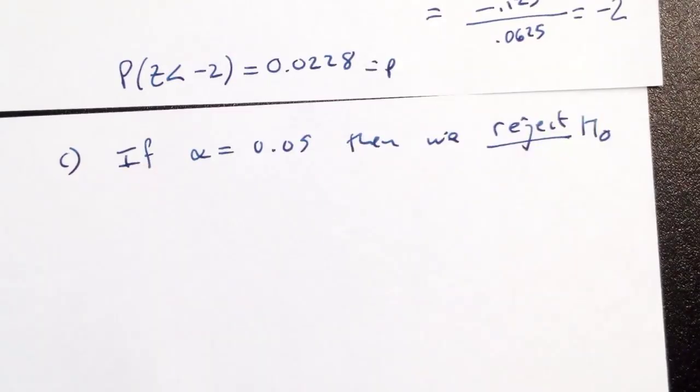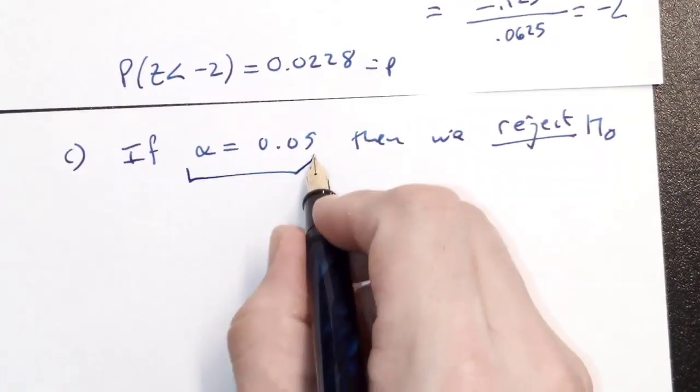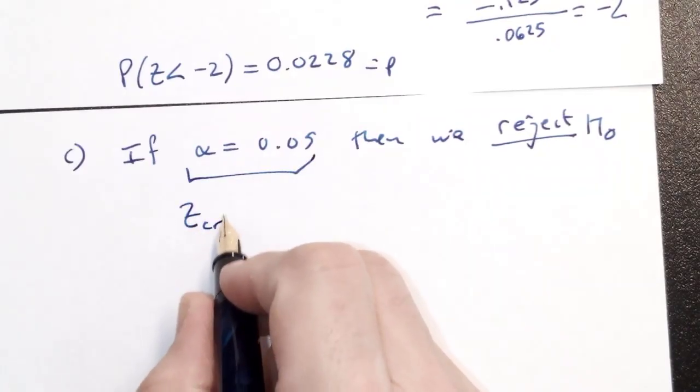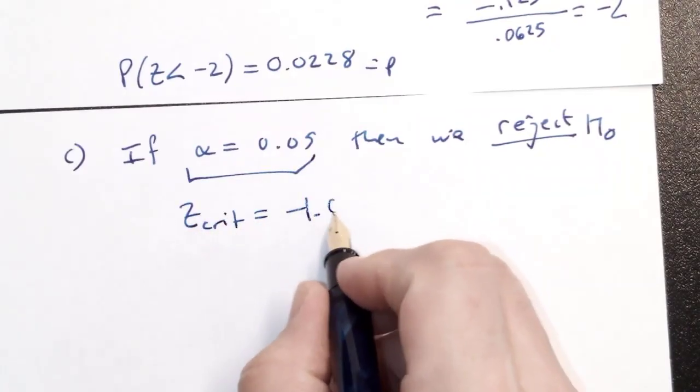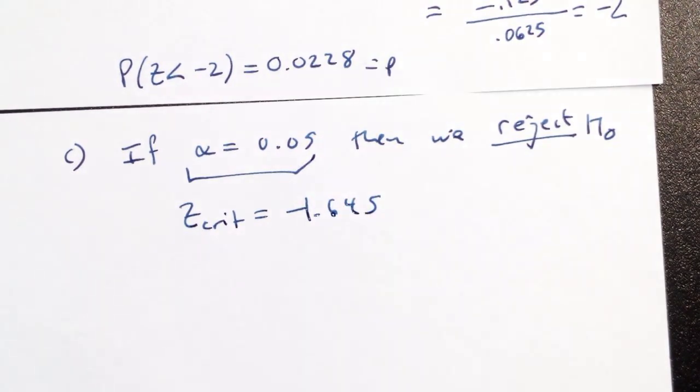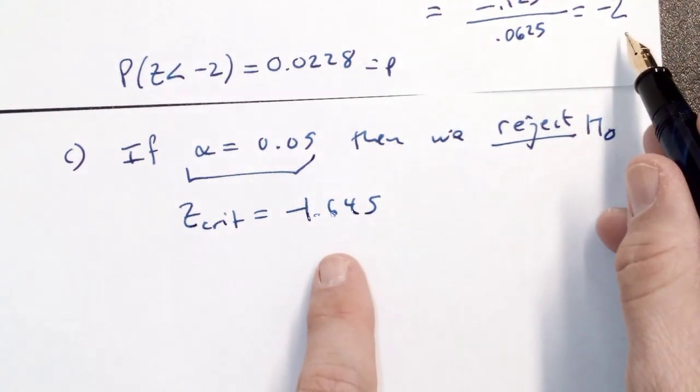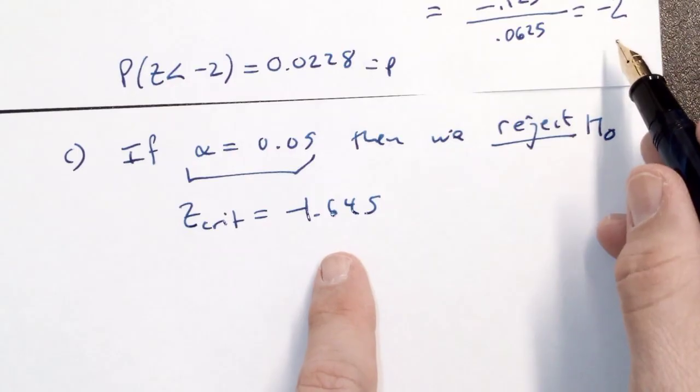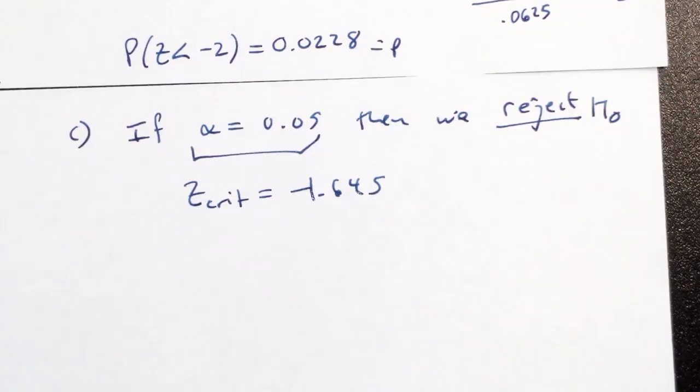Now, we didn't actually get a critical value, but that's the other way to do this. If I have alpha equals 0.05, then the critical Z is negative 1.645. And then I could compare those two. -2 is smaller. It's outside, so we could reject that way as well.